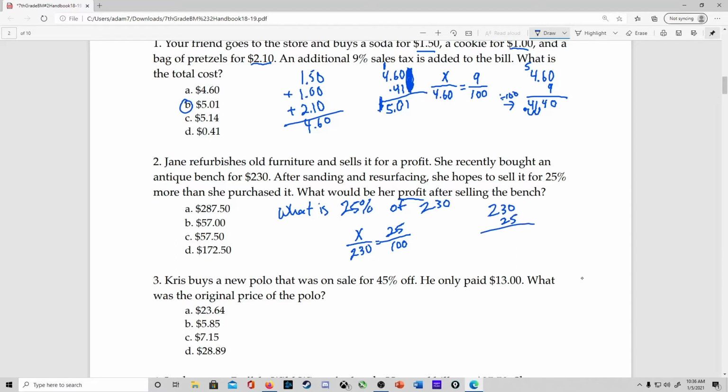And 5 times 0 is 0, 15, carry the 1, 10, 11. Then we go to the next one, bring our 0 in, bring in another 0. 2 times 3 is 6, 2 times 2 is 4. So we go 0, 5, 7, 5. And again, we're dividing by 100, which is bringing this in 2 places. So 1, 2. We get 57.50. So our answer is C.